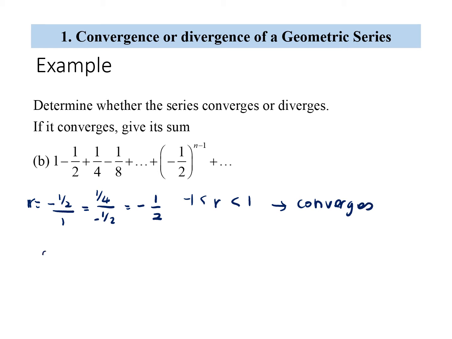Since it is converged, we have to find the sum, which we represent as S. So this will become a1 over 1 minus r. Our a1 is equal to 1, over 1 minus r, which is -1/2. So this will become 3 over 2, to 3. So the summation of the series is equal to 2.